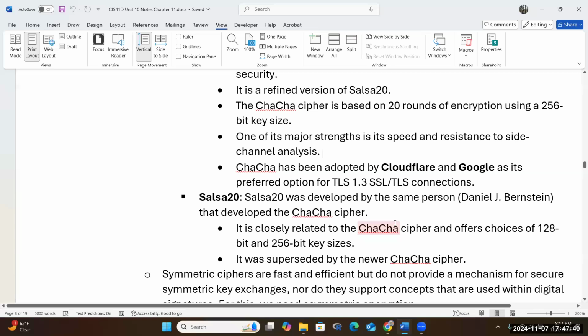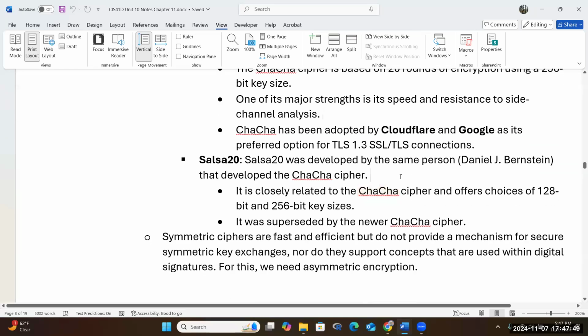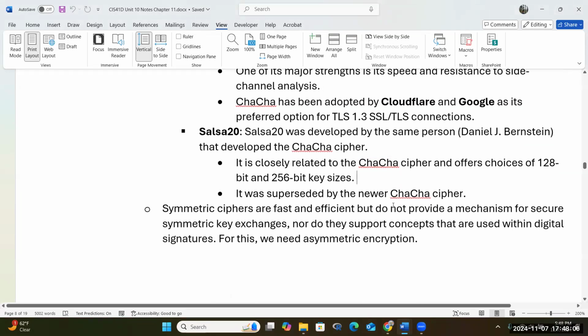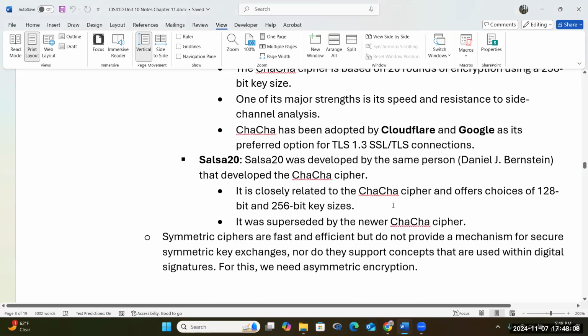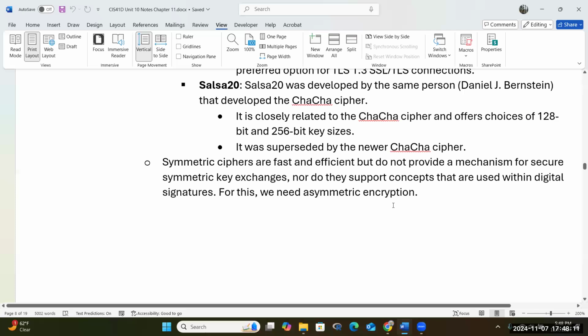Then you have the Salsa20. Same person, Daniel Bernstein, developed this. And it's similar to what you see with the ChaCha cipher. The key length, there are 2 sizes instead of 1 compared to ChaCha, right? You've got the 128-bit and 256-bit key size, and it is newer. I'm sorry, it's not as new compared to ChaCha.